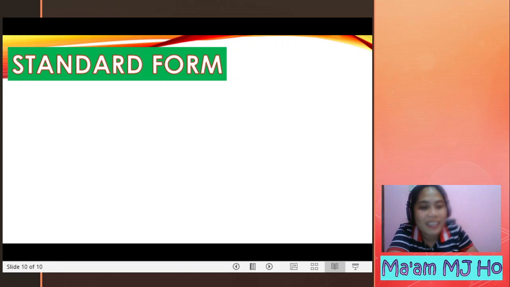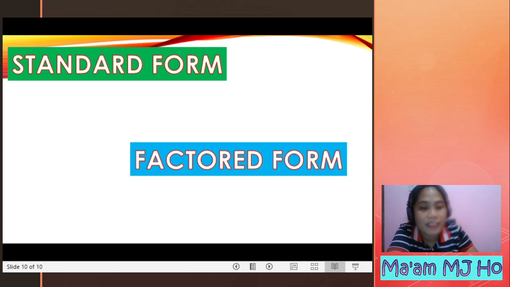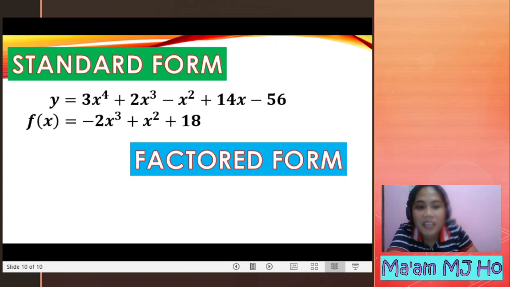And we can write a polynomial function in two forms. The first form is what we call as the standard form, and the second form is what we call as the factored form. So for our standard form, we have two examples. So y equals 3x raised to 4 plus 2x raised to 3 minus x squared plus 14x minus 56. And for our second example, we have f of x is equal to negative 2x raised to 3 plus x raised to 2 plus 18.